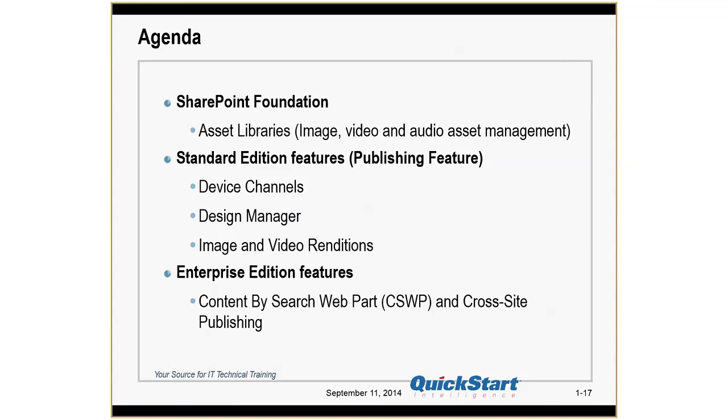So just kind of a recap of what we talked about. We looked at device channels and the design manager, ways that we can optimize content for different types of devices, mobile devices, tablets, things like that, doing our development in HTML in the design manager without having to know ASP.NET, image and video renditions and asset libraries to help us better manage images and videos, as well as audio files. But with image and video renditions, we can choose and target and optimize the bandwidth use and how that digital asset is displayed on our pages. And then really briefly, we talked about cross-site publishing and the content search web part.